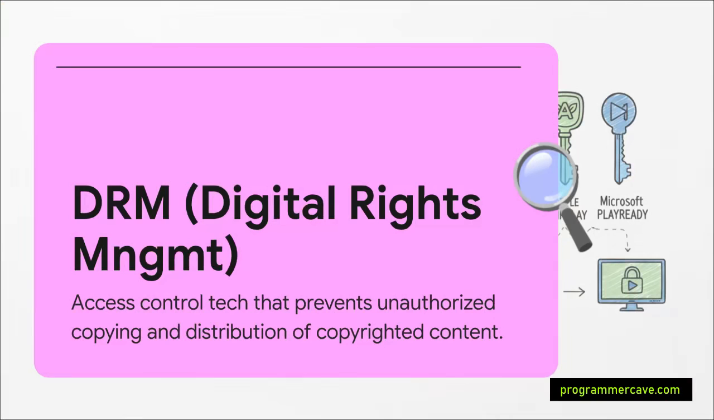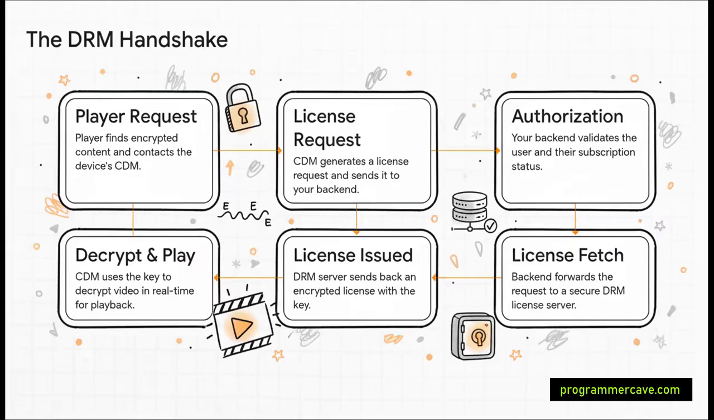The core idea is simple. The video file itself is always encrypted. It's just scrambled garbage. DRM is the system that securely delivers the secret key to unscramble it, but only for the right user on the right device at the exact moment they hit play. And this all happens through a super fast process we call the DRM handshake. Let's walk through it. First, you hit play.